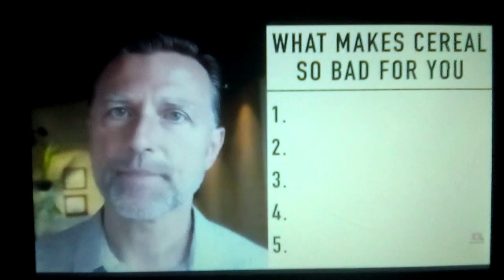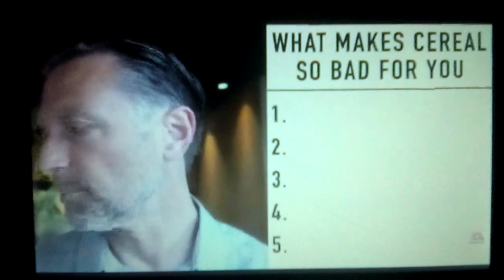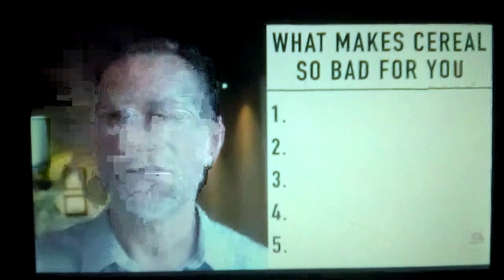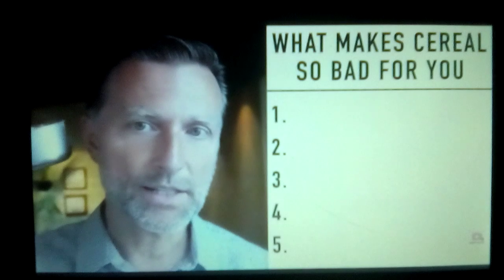is based on one serving size. And of course, they use cups in America. Now, for my friends in Europe, especially Dennis from Germany, this is the size of a cup.